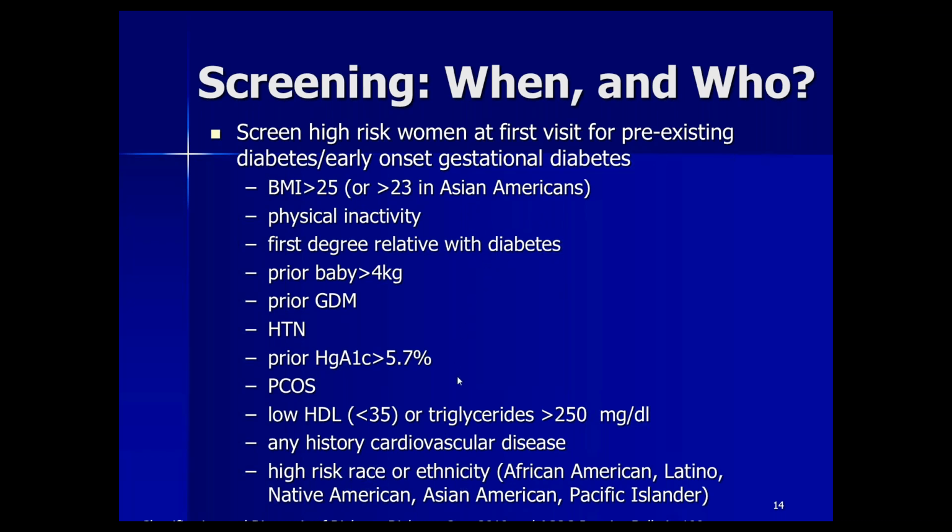If you are looking at targeted screening early, here are the groups that you would put into that high-risk screening visit. Body mass index greater than 25, greater than 23 in Asian Americans, those with physical inactivity, first-degree relatives with diabetes for that patient, prior big baby, prior gestational diabetes, hypertension, the diagnosis of impaired glucose tolerance, prior diagnosis of PCOS, anything with low or high triglycerides, any history of cardiovascular disease, and then any high-risk race or ethnicity, which you can see is also a very long list.